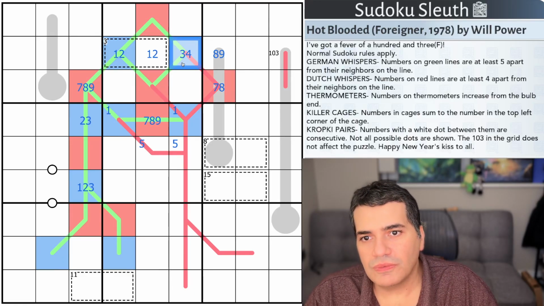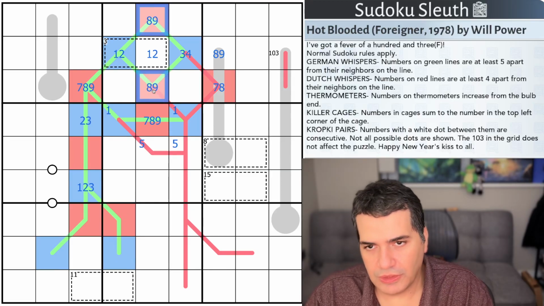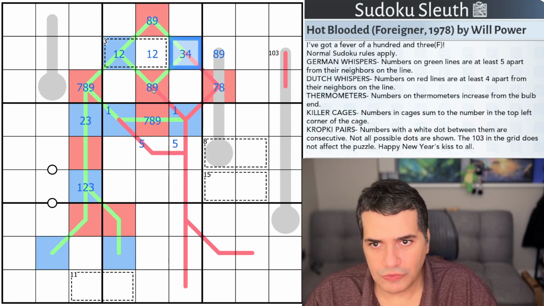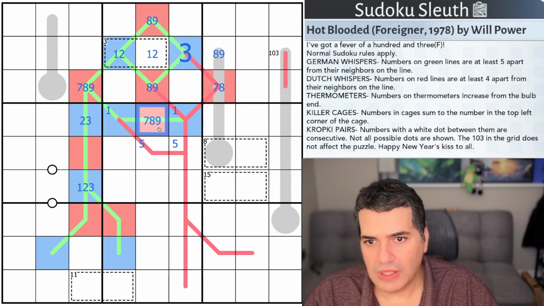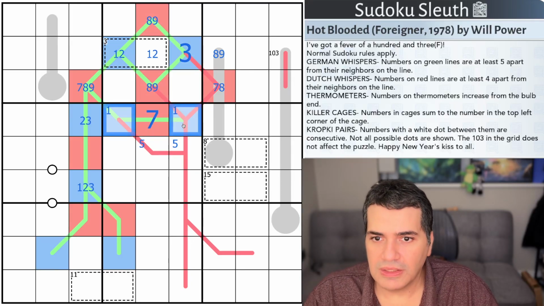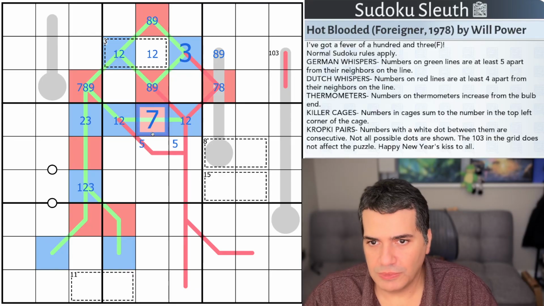This is at least a 3. And in fact, it has to be a 3. I don't know how I didn't notice this. That's our first digit. That is a 3. Since it sees two neighbors, that gives me a 7 in here. That gives me a 1-2 pair to be next to the 7, and that gives me a 3 in there, and that's not a 3.